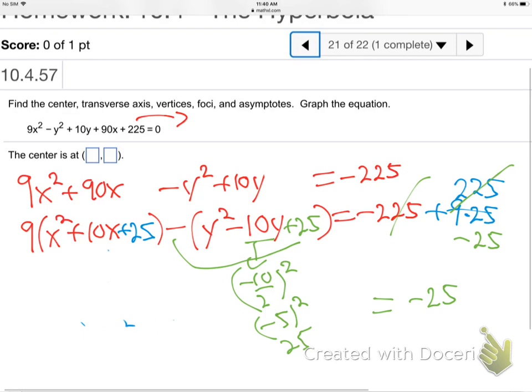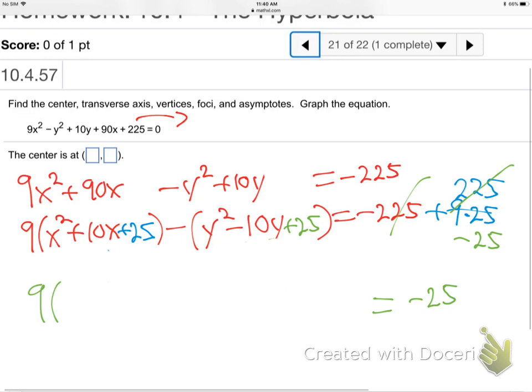Okay, now factor. Those completing numbers are meant to complete them so that they now factor. And they will. How so? This is x plus 5 squared. This is y minus 5 squared. Is that good to there?